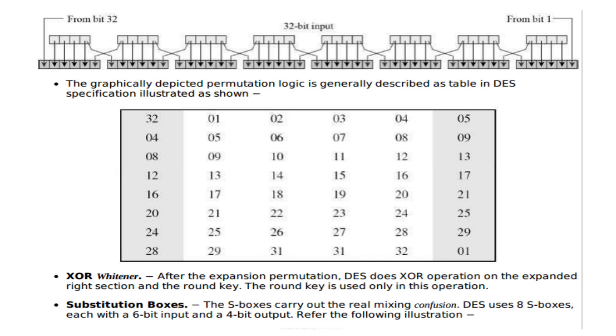And now, the next one is key whitening. Key whitening is a technique which is intended to increase the security of an iterated block cipher. The most common form of key whitening is XOR, using a simple XOR before the first round and after the last round of encryption. DES uses the XOR operation on the expanded right section and the round key. The round key is used only in this operation.